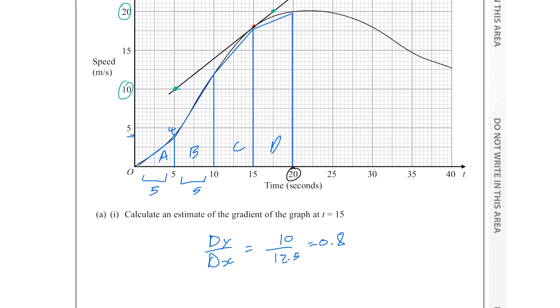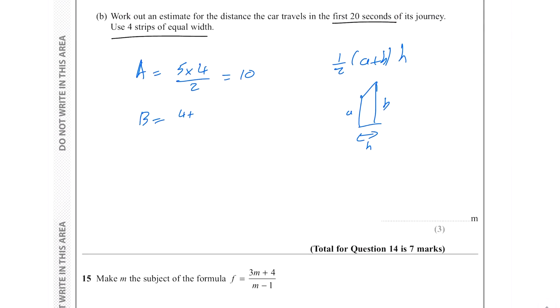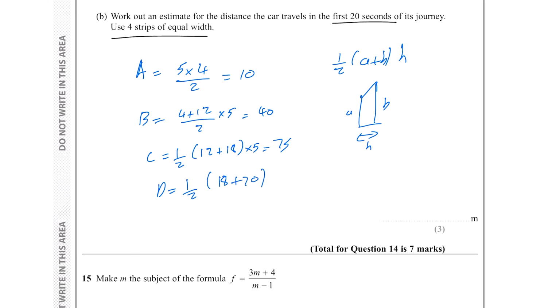And then B is going to be 12, which is from there. So that's going to be 4 plus 12 divided by 2, because we're timesing it by a half, and then times that by the height. That gives you 40. And then you're going to do the same for C and the same for D. So you have a half times A plus B, which is 12 plus 18, times 5, which is 75. And then for D, again, the same. It's a half A plus B, which is 18 plus 20, times 5, which is 95. And then we're going to add all of them together, and that gives us 220.